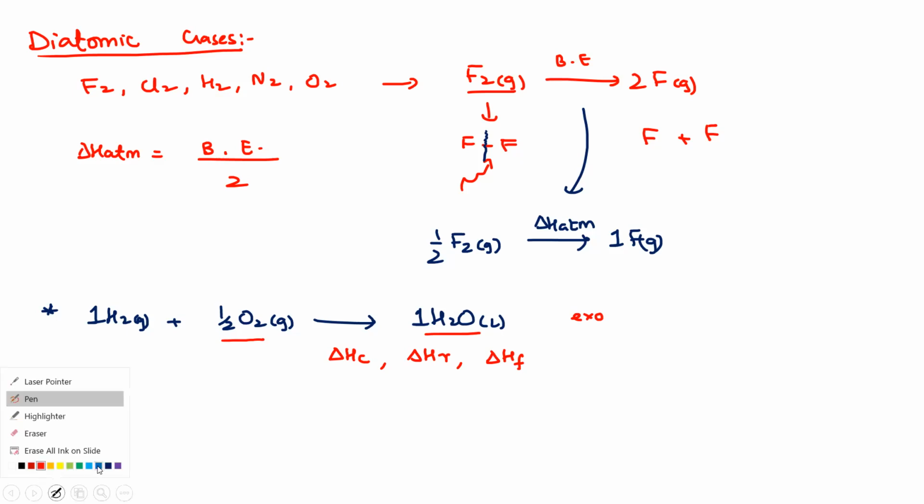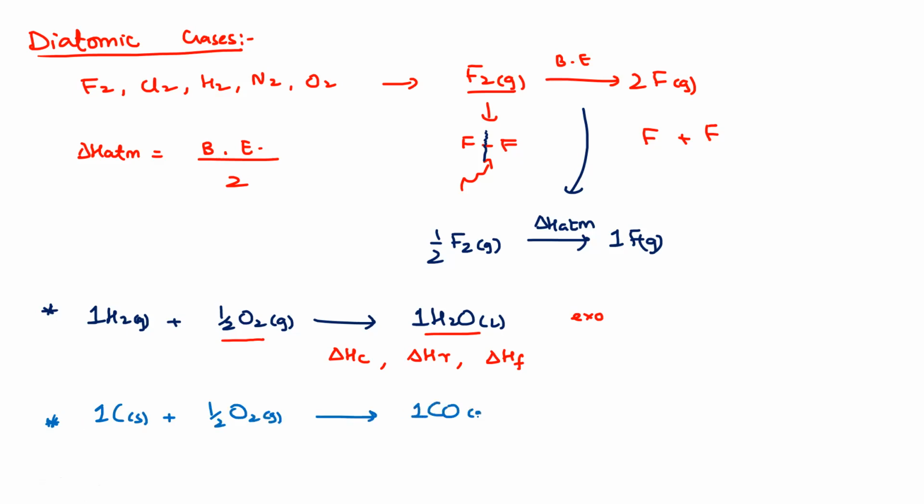Okay. Let's do some more questions. Another example: if I have 1 carbon solid and half O2 gas, this would be 1 CO gas. Where would you place this? In enthalpy change of reaction, and formation as well. That's great. Anything else? No, that is good. Why is this not enthalpy change of combustion? Because the carbon is not fully burned.